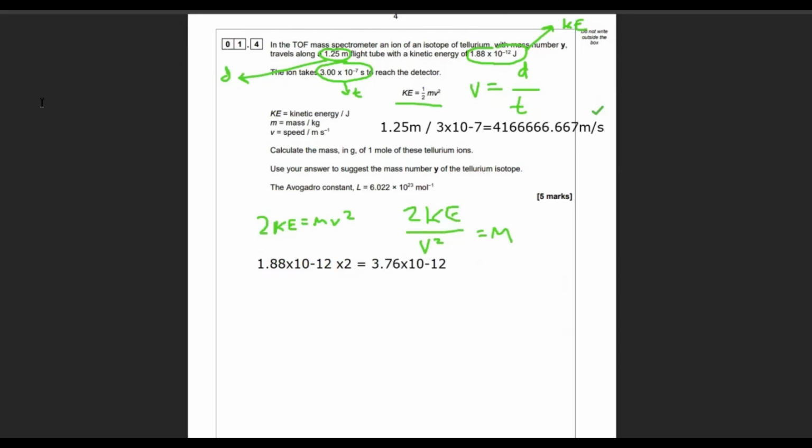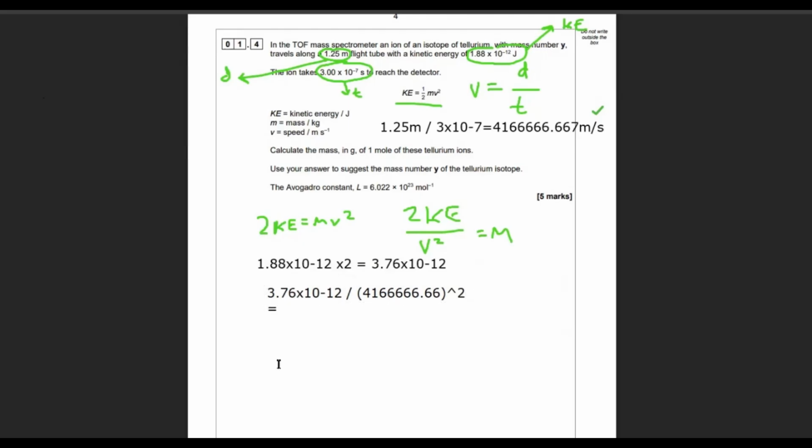Now what do I want to do with that number? I want to divide it. So I want 3.76 times 10 to the minus 12, and I want to divide that by the velocity squared. So we're going to do our 4,166,666. Gosh, that was a lot of sixes, isn't it? That's the serious velocity, and we want to square that. So what is that going to give us?